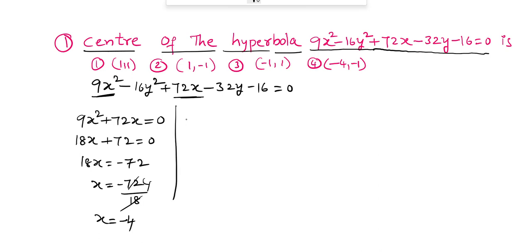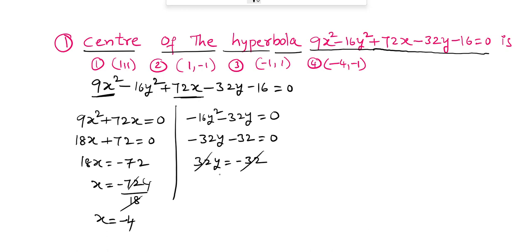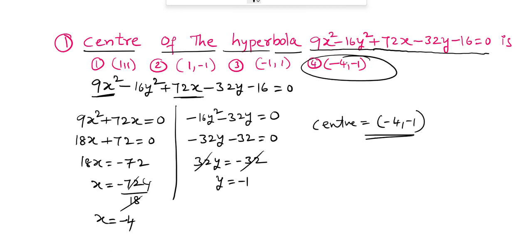And pick up the y terms in this equation. That is −16y² − 32y = 0. Now take the differentiation with respect to y. This is −32y − 32 = 0. From this, 32y = −32. So 32 cancelled, and y = −1. Therefore the center is (−4, −1). This is the answer. The fourth option is the correct answer.